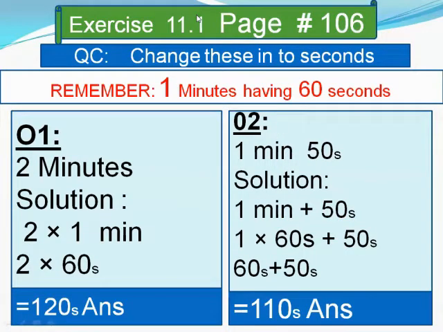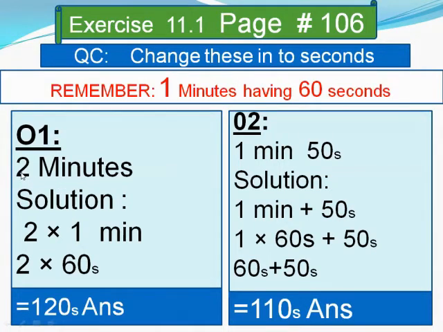Now see exercise 11.1, page number 106, question number C. Change these into seconds. Now remember again, revise it in your memory: 1 minute has 60 seconds. On the clock face in the previous slide, we already learned that 1 minute has 60 seconds. Move to the question. Question C asks us to change these into seconds. It means we convert these values into seconds.